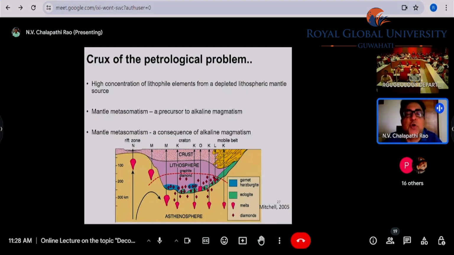So, how are alkaline rocks formed? So, this is a big issue. The one important mechanism, as I told you before also, is that mantle plumes can play a very important role in fertilizing the lithospheric mantle.